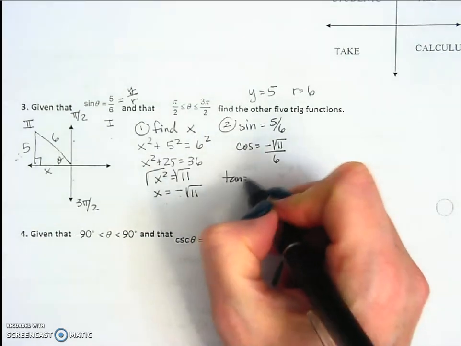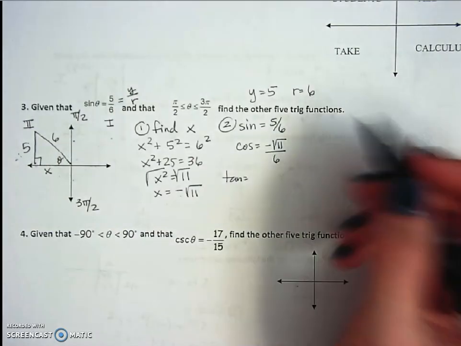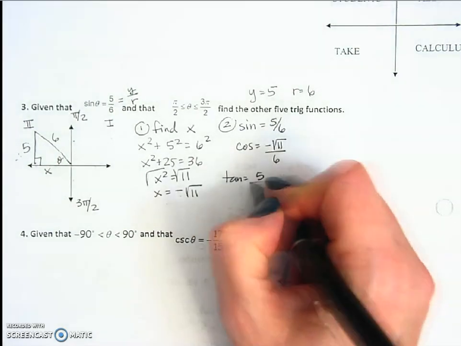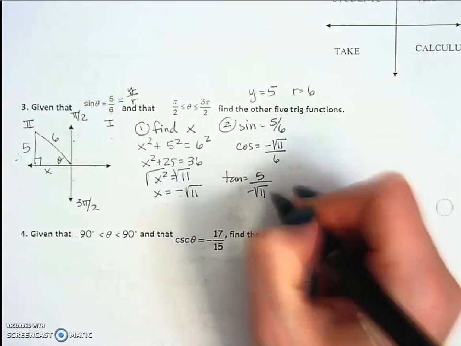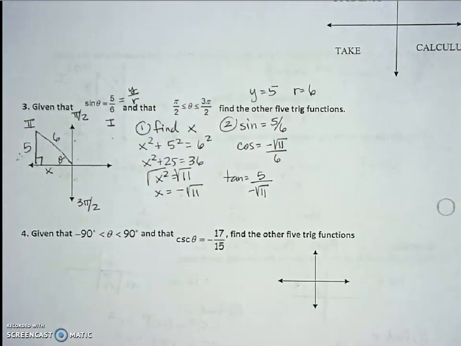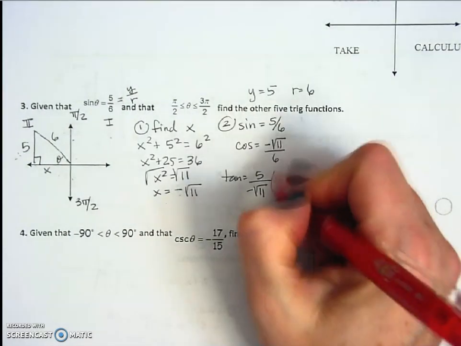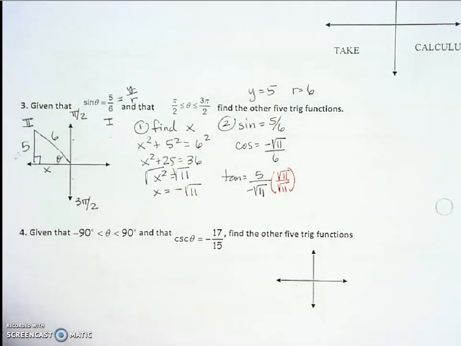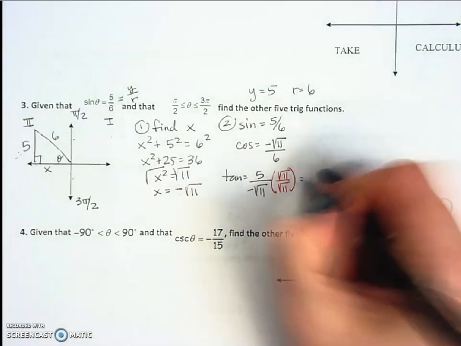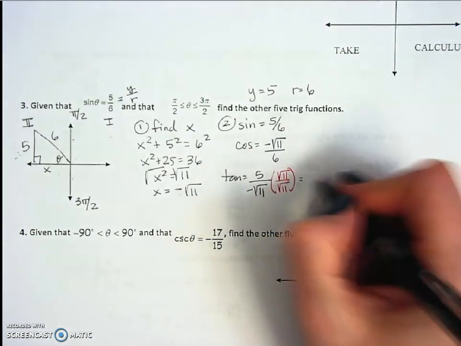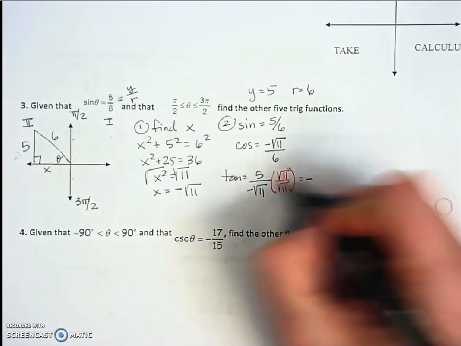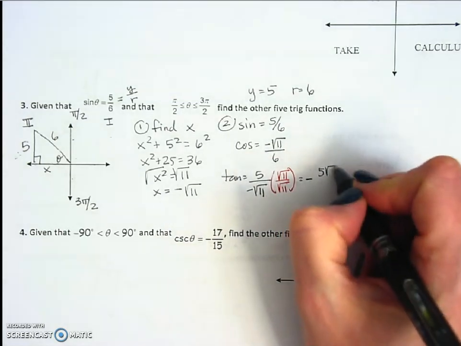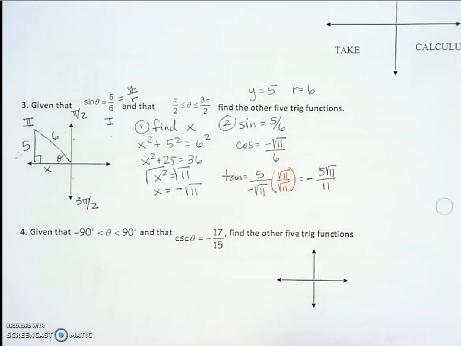And tangent is y over x. So y is 5, x is negative rad 11. Here I need to rationalize the denominator. So times rad 11 over rad 11. You do not need to include the negative when you rationalize. So I'm going to move this negative out front of my final answer, multiply across the top and bottom, and it's negative 5 rad 11 over 11.